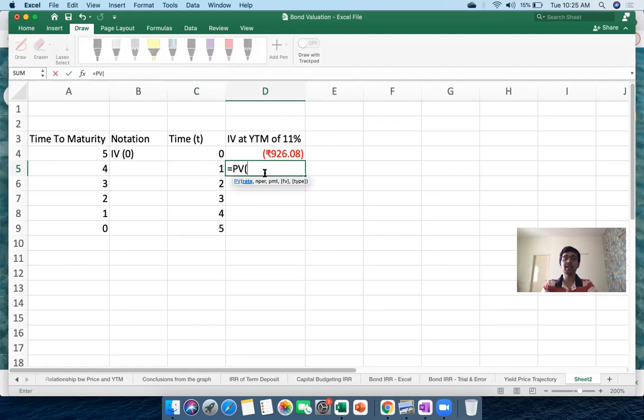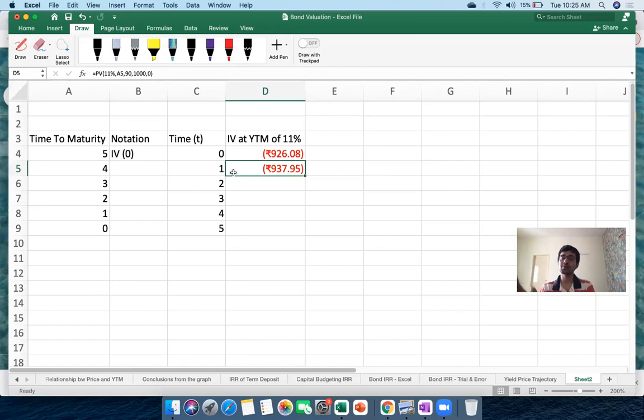Rate, we have assumed that it will be constant at 11%. The number of periods this time is only 4, because the first year coupon has already been received. What is yet to be received is only the next 4 years' worth of coupons. So number of periods is 4 years. Payment per period remains 90, and the redemption value is 1000. And when I hit enter, the price has changed from 926 to 937.